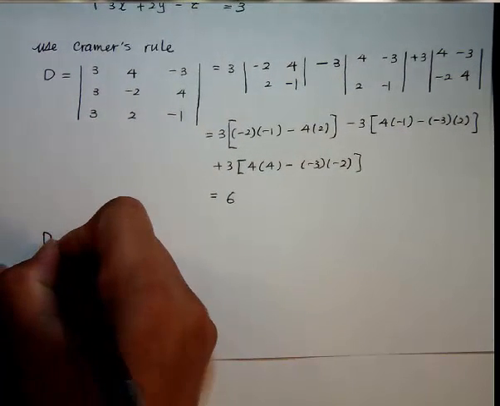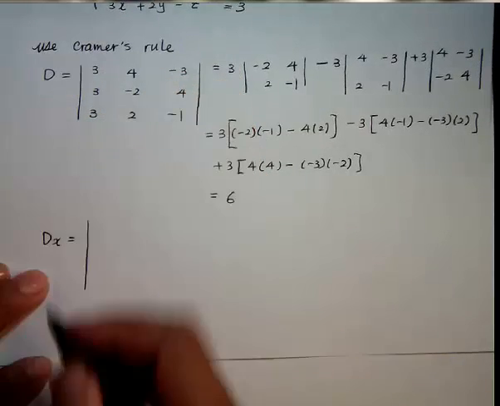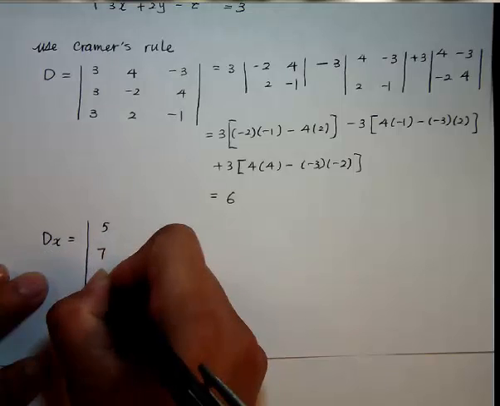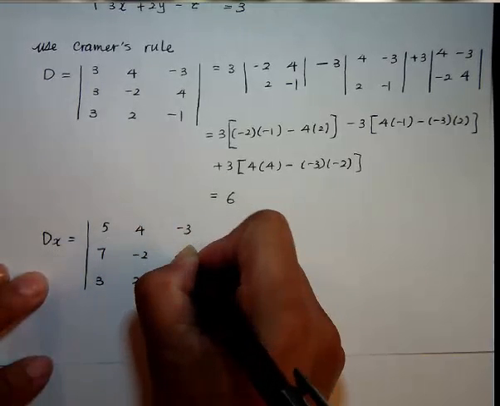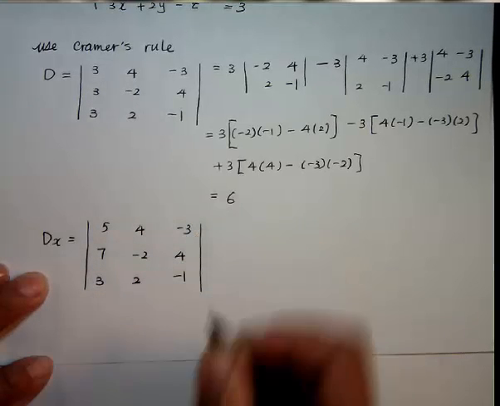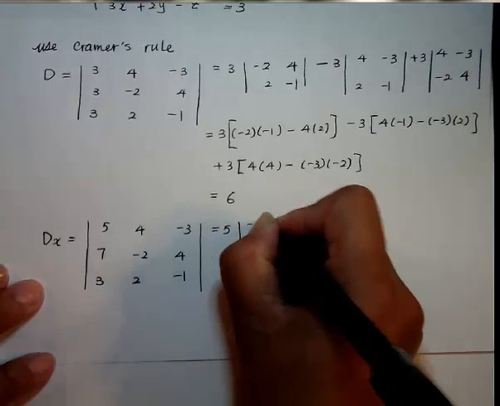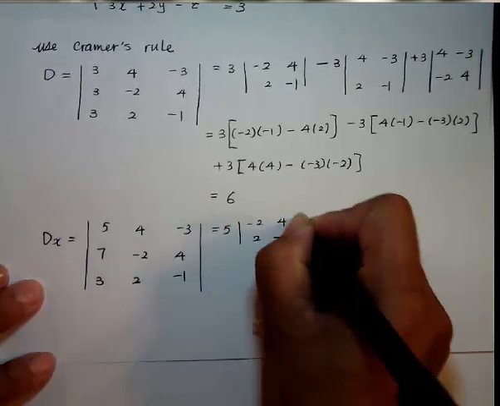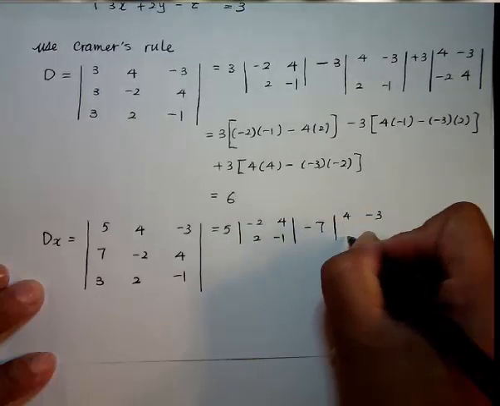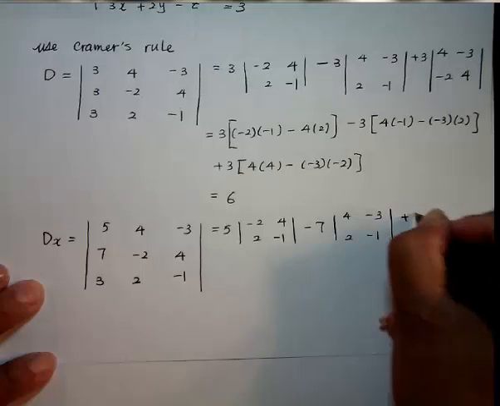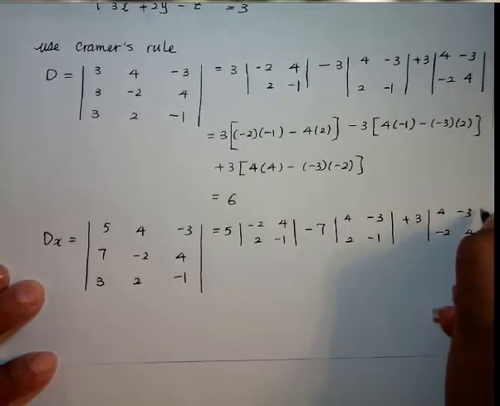Dx is replacing the x coefficients by the constants: 5, 7, 3, 4, negative 2, 2, negative 3, 4, negative 1. Similarly, this is equal to 5 times the determinant of negative 2, 4, 2, negative 1, minus 7 times the determinant of 4, negative 3, 2, negative 1, plus 3 times the determinant of 4, negative 3, negative 2, 4.